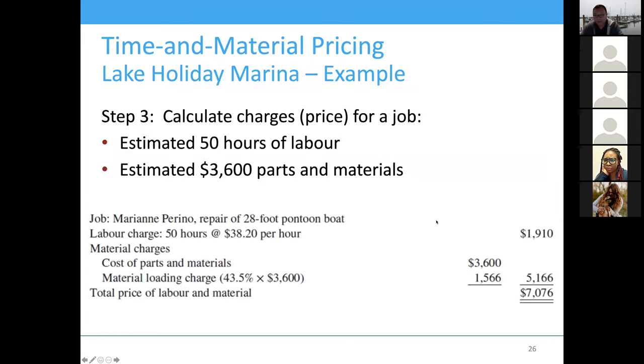Okay, so now I want to figure out if there's a job, right? If there's a job that costs me 50 hours, and the cost of the parts is $3,600, how should I charge them? Well, 50 hours, each hour you charge them 38.2, so that's 1910 on the labor, right? And you order the parts and materials that cost you 3,600, and you want to charge the loading charge, right? The actual charge on top of the materials cost itself. So 43.5% on 3,600, that's 1566. So you work out the materials component 5166, together 7076, right? Does this make sense?